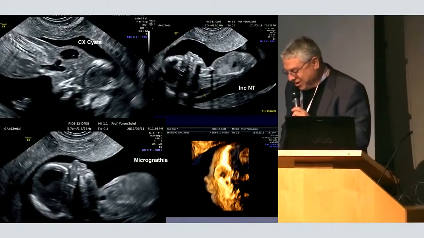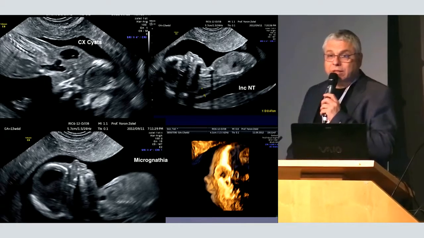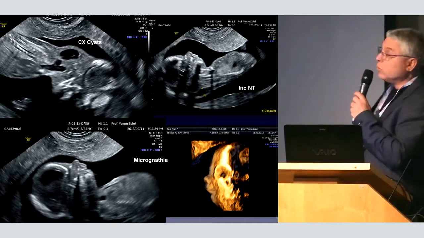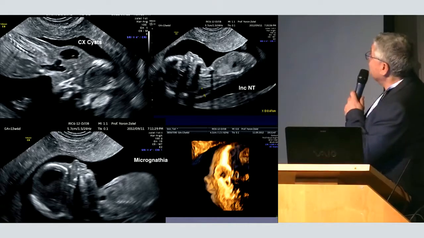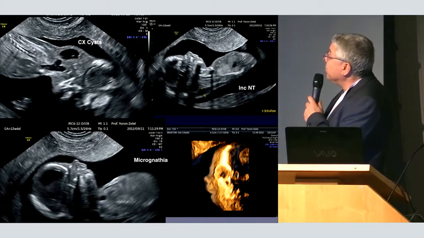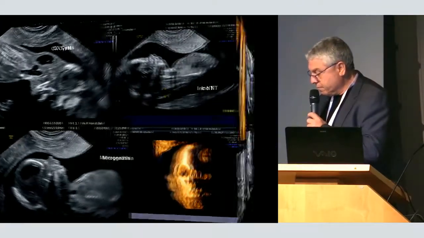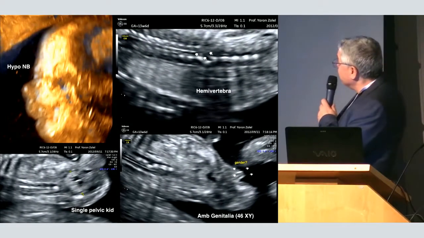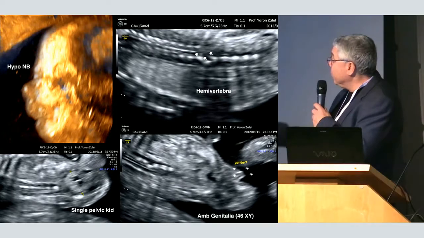I didn't prepare. Professor Malinger just asked me if I have another case, so this is in my computer. This is a woman that came to me at 13 weeks of gestation due to increased NT. You see that the NT is about 5 millimeters. You can see the enlarged cervical cyst. You can see the micrognathia. You can see the hemivertebra, a single pelvic kidney, hypoplastic nasal bone, and ambiguous genitalia.